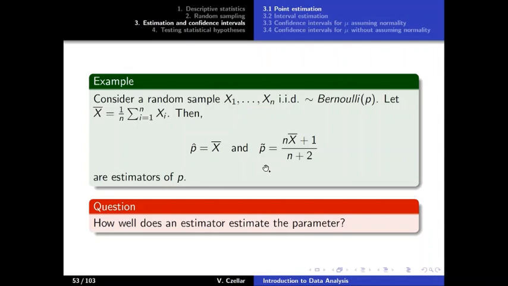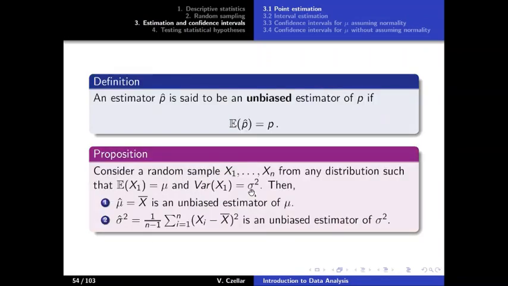Now, which one is better? In other words, what does better mean? We already want to have a goodness measure somehow for an estimator. How well does an estimator estimate a parameter? How to answer this question? Well, we have this measure, the so-called bias. Well, first of all, let's start with what an unbiased estimator means. It means that the expected value of my estimator is equal precisely to my parameter of interest, p.